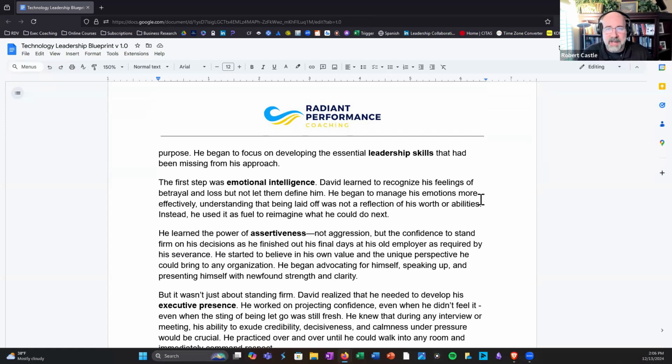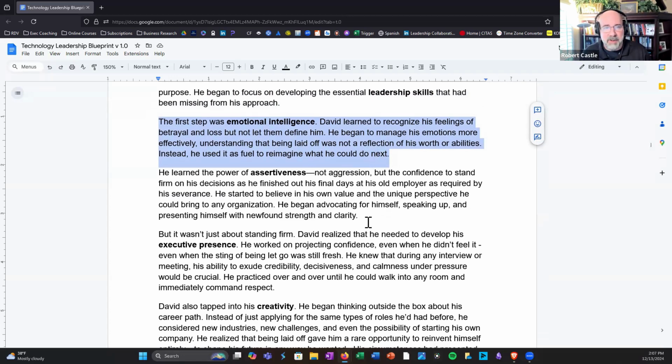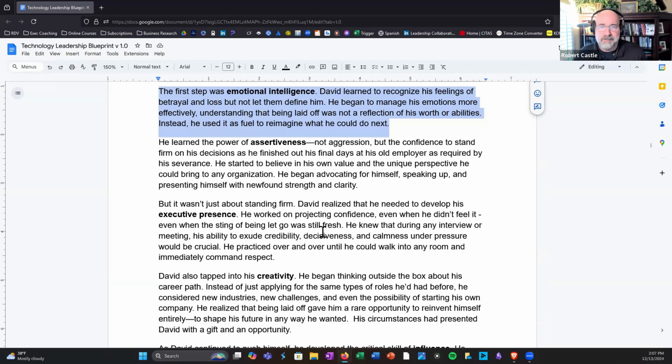He began to focus on developing the essential leadership skills that had been missing from his approach. The first step was emotional intelligence. David learned to recognize his feelings of betrayal and loss, but not to let them define him. He began to manage his emotions more effectively, understanding that being laid off was not a reflection of his worth or abilities. Instead, he used it as fuel to imagine what he could do next.